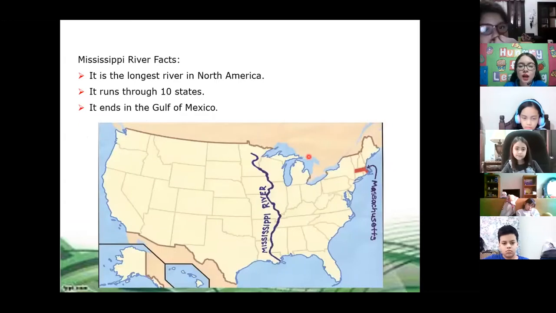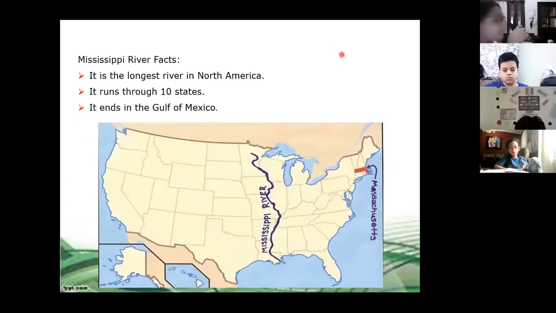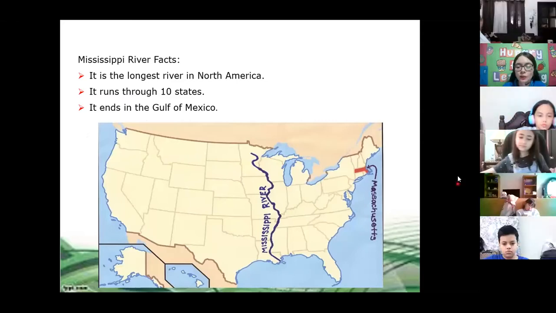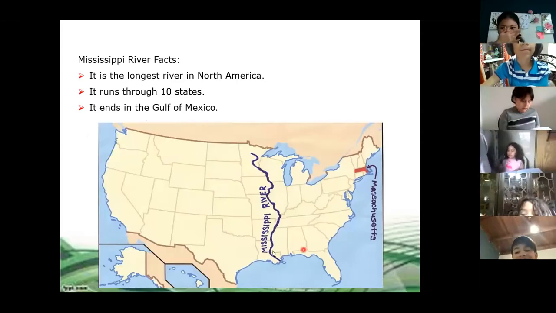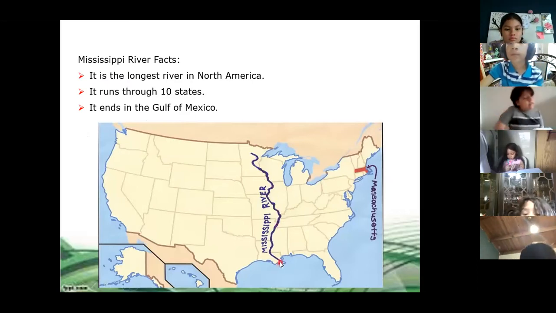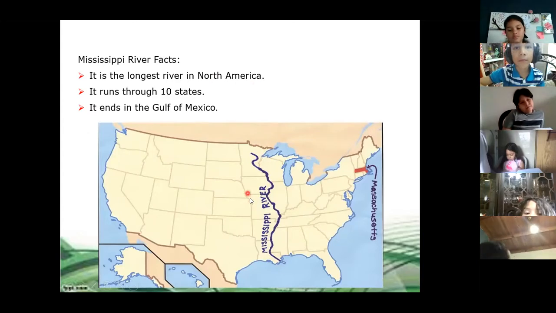Let's go to the next slide. Here we have, do not copy this, some information about the Mississippi River. That is the one that we're emphasizing. Look here, the Mississippi River, you see it here. This is the representation on the map. It runs through all these states because it is the longest river in North America. It's the longest one in North America.